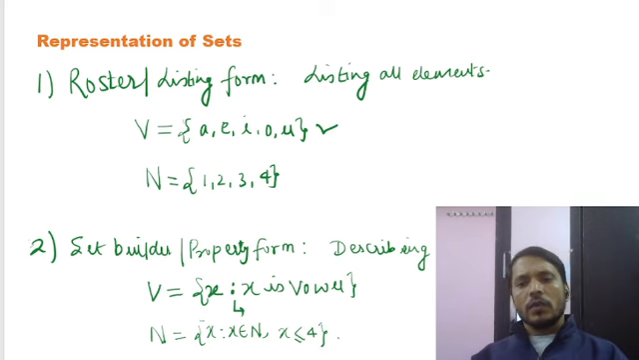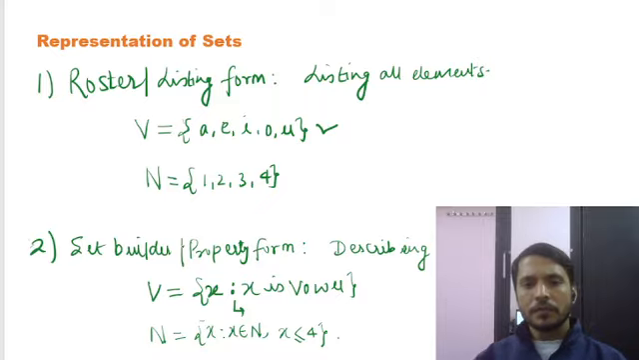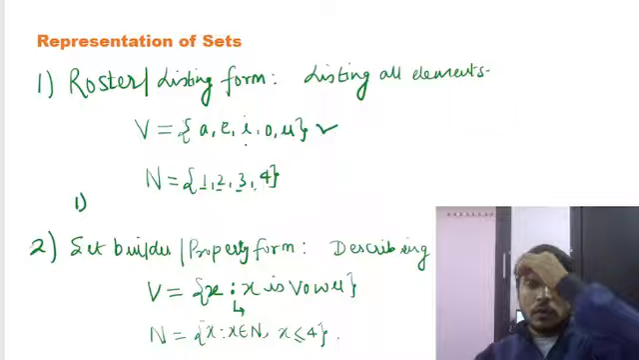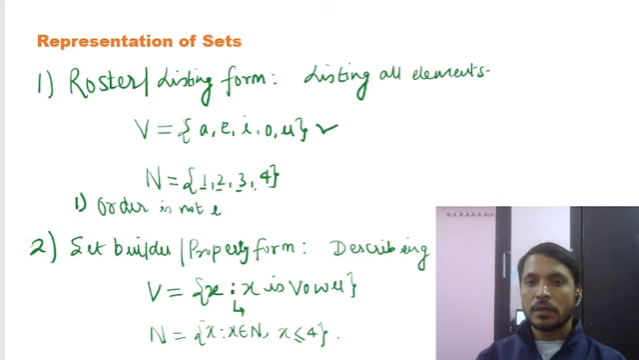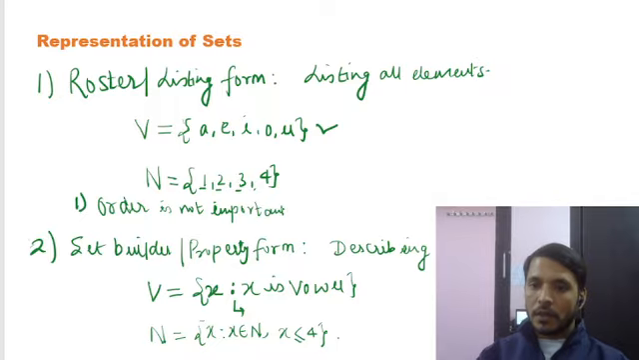Now before going to the next topic, we have some points to note down in the roster form. Here the order of the elements doesn't matter, right? Whether 1, 2, 3, 4 or a, e, i, o, u, we can write in any order. So the first point to note down is that the order in the roster form of the set is not important.